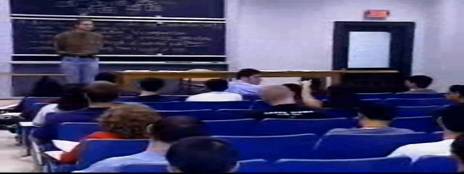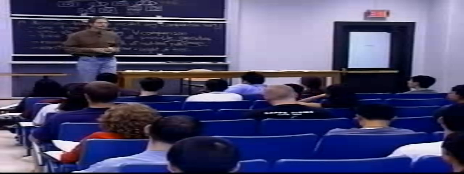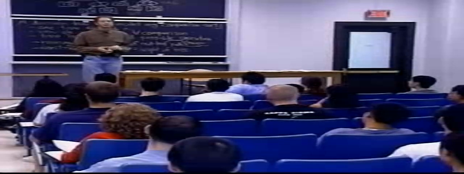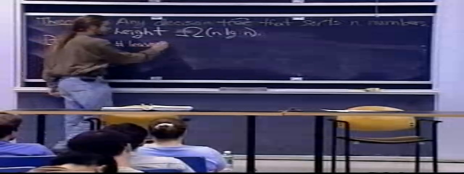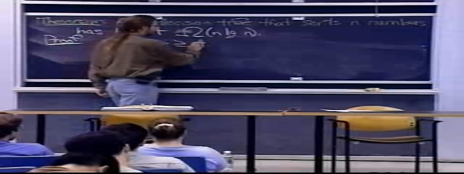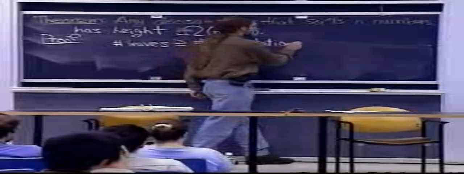You have an idea? Well, what we can say is that we know how many leaves have to be at the bottom. How many leaves there have to be? The number of permutations of n. Right. We'll come back to that. So exactly. We know that the number of leaves in the tree has to be at least the number of permutations on n numbers.